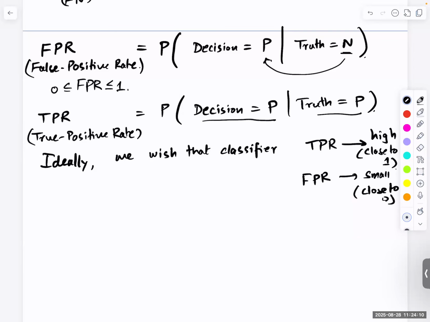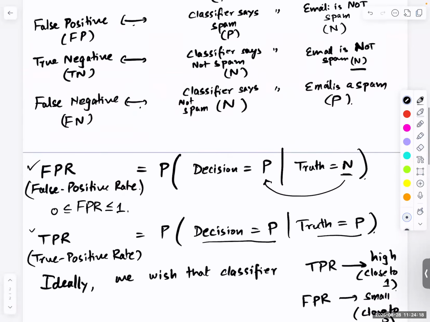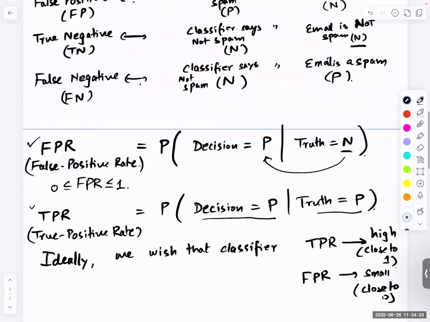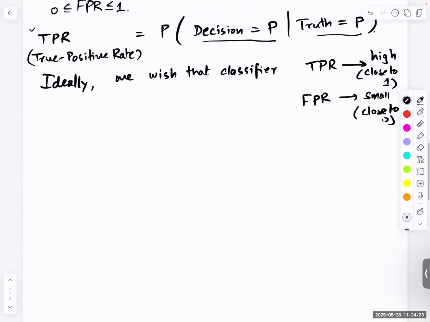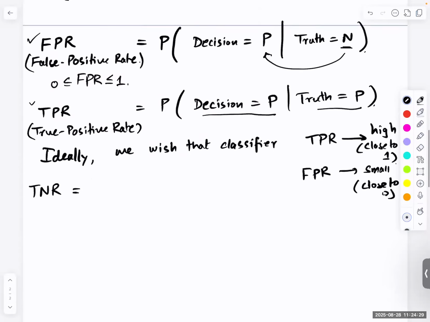Now, once I tell you FPR and TPR, you can determine TNR and FNR. Here's a small fact about the true negative rate and false negative rate.